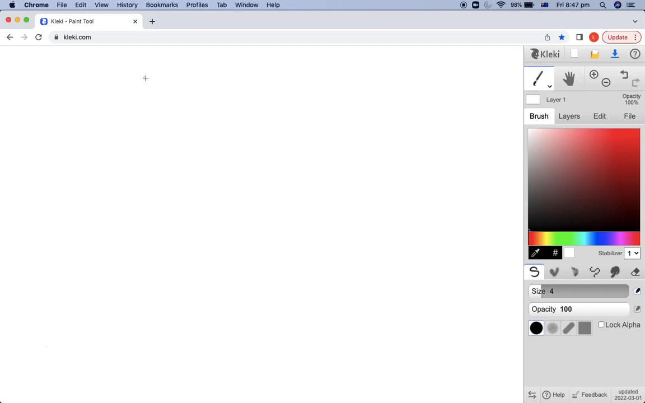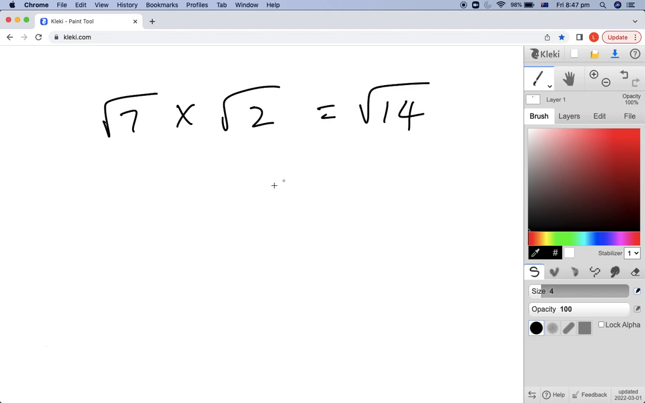Just to finish up, we can cover questions like root 7 times root 2. In this case, we can simply multiply them together and we get root 14.